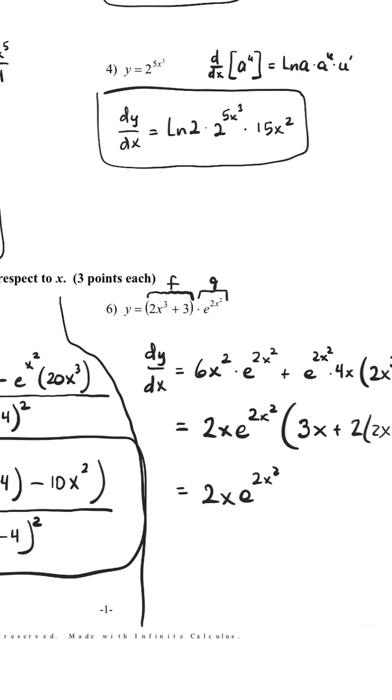And then if we simplify by distributing that 2, we're going to have a 4x to the third plus 3x plus 6.